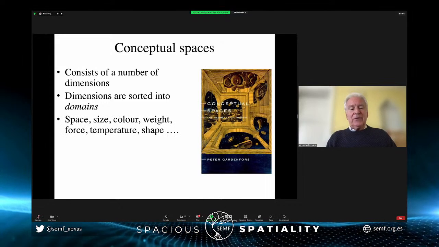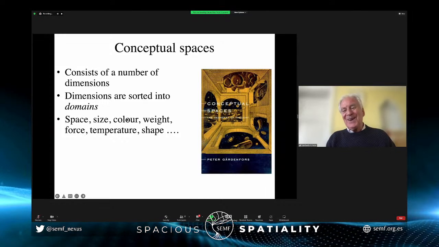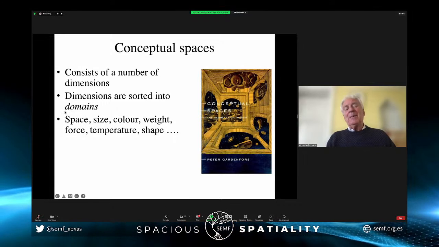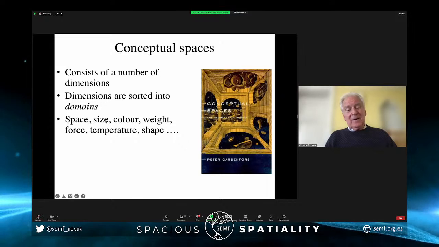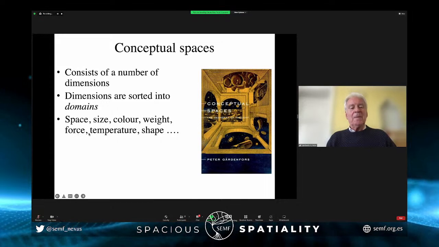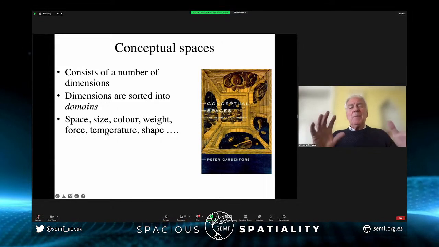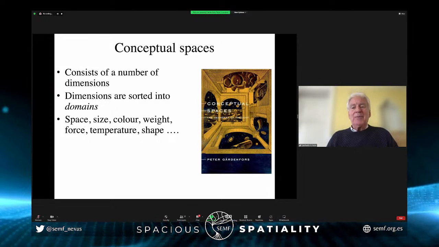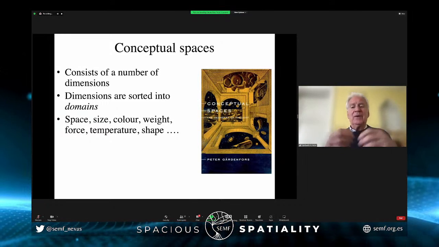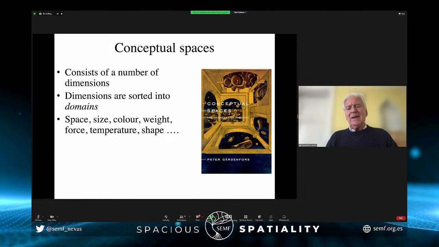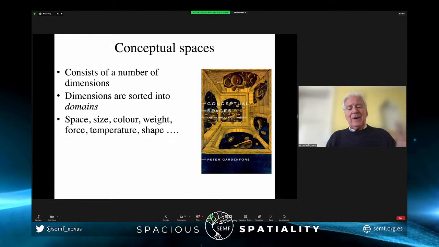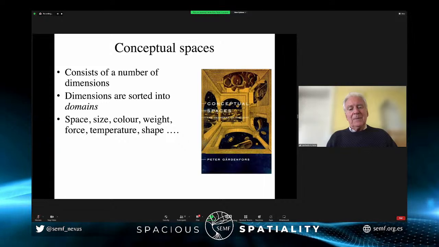And we have ordinary space. We can think of it for the time being as a Euclidean space, but I would question that in a while. That's a three-dimensional space. We have size, basically one dimension; color I talked about; weight is one-dimensional. Force is a three-dimensional vector space. Temperature is a one-dimensional space. Shape is complicated. We don't really know what shape space looks like, but we know that shapes are more or less similar. We can judge similarities, and from these similarity judgments we could get to some kind of spatial structure. I'll get back to the techniques for that in a minute.